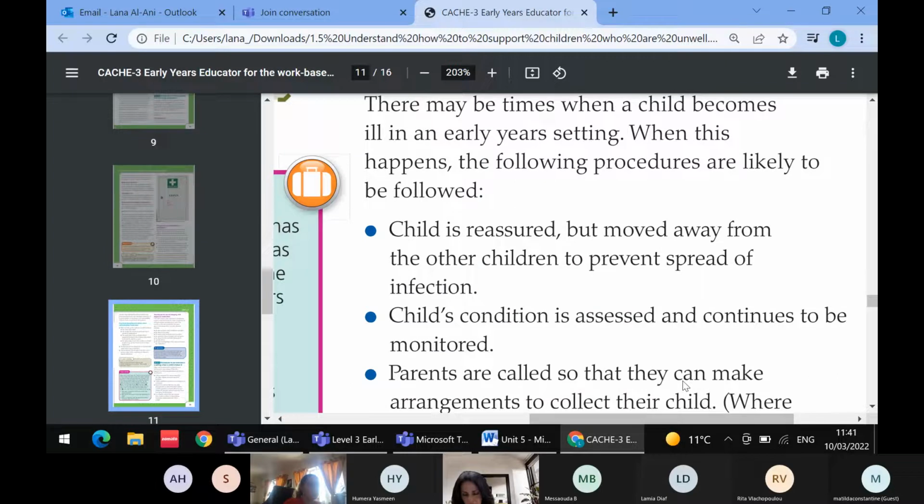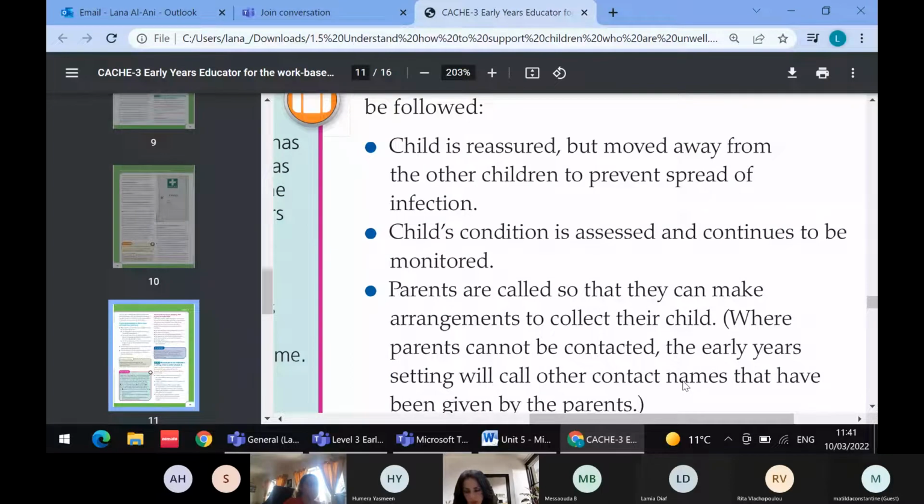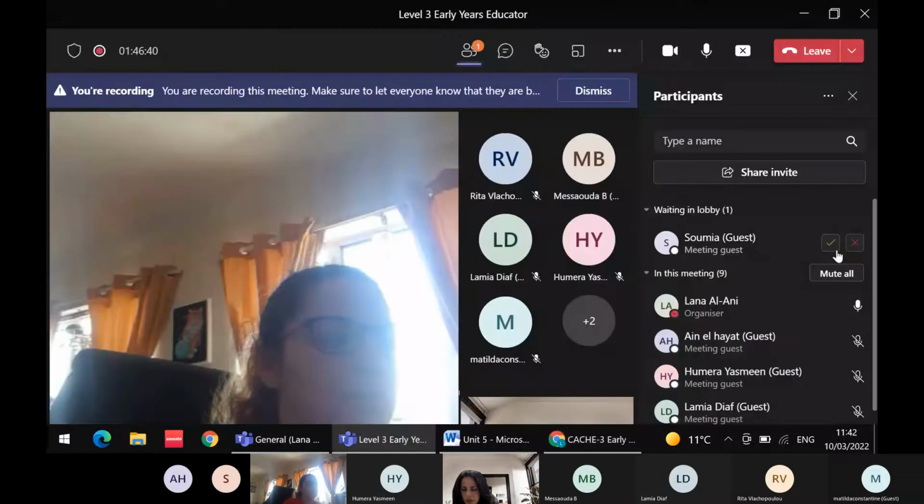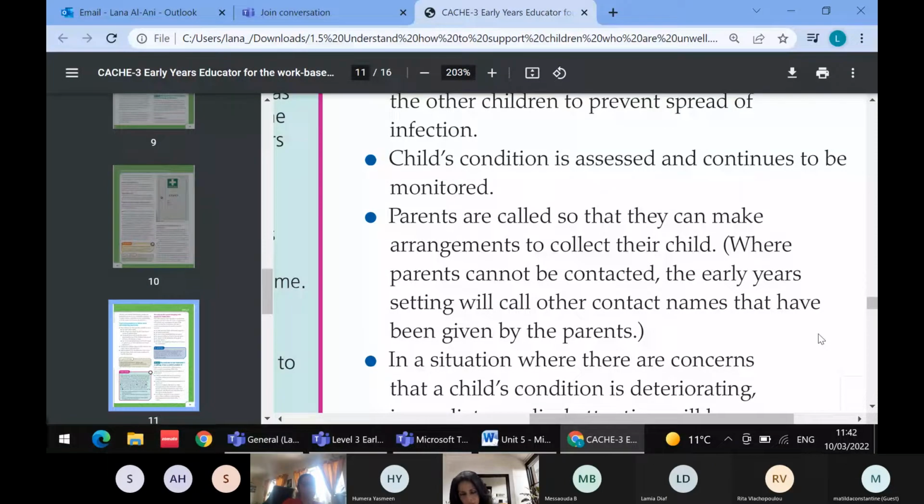So if he's seriously ill, what we do, we need to reassure the child that it's okay to be ill, don't worry, don't be scared. And we need to move him away from the other children to prevent spreading of the infection. Also, the child's condition needs to be reassessed and we continue monitoring them. Parents are called so they can make an arrangement to collect the child.